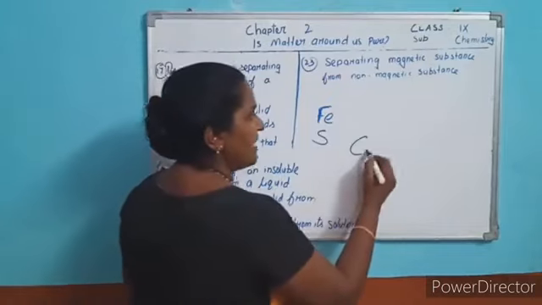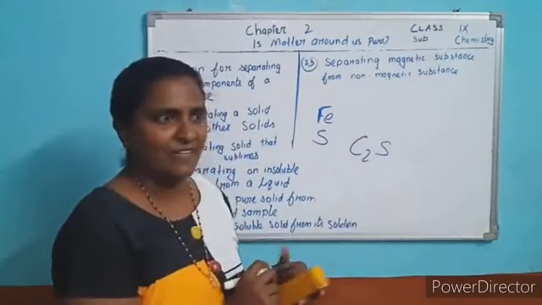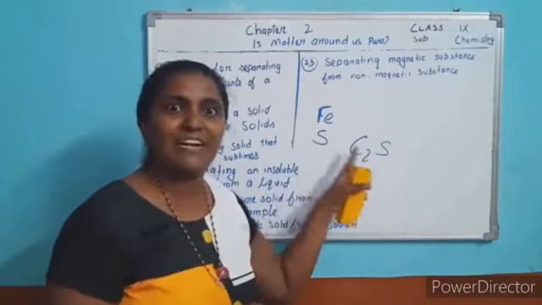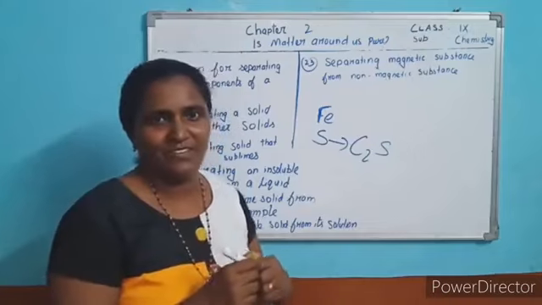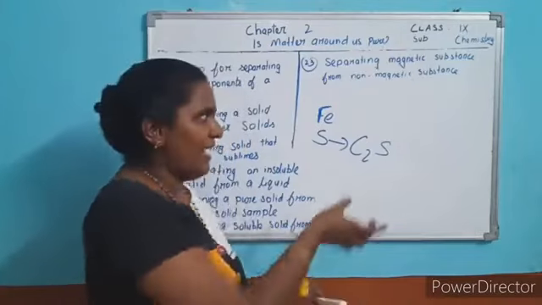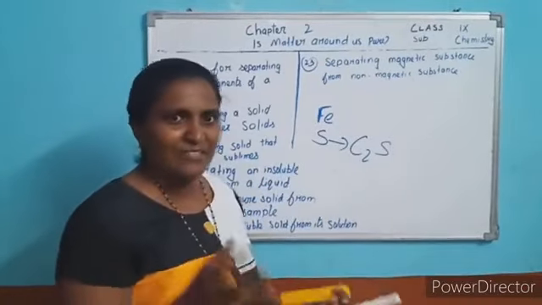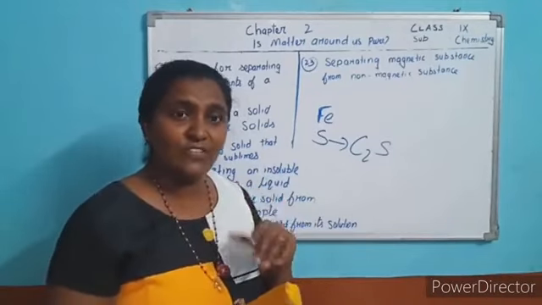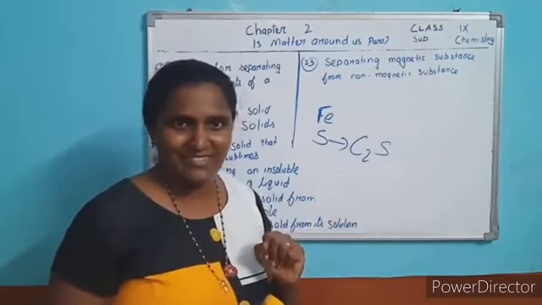Or a carbon disulfide solution is there. If you add it to the mixture, this is a liquid, only sulfur will dissolve, whereas iron does not dissolve. So either you bring a magnet and separate the iron, or you add carbon disulfide solution. Only sulfur will dissolve, whereas iron does not. Then through filtration you can separate. Very clear? These are the examples. By example they will ask you which method you prefer, or explain the process, or based on which principle the method follows.